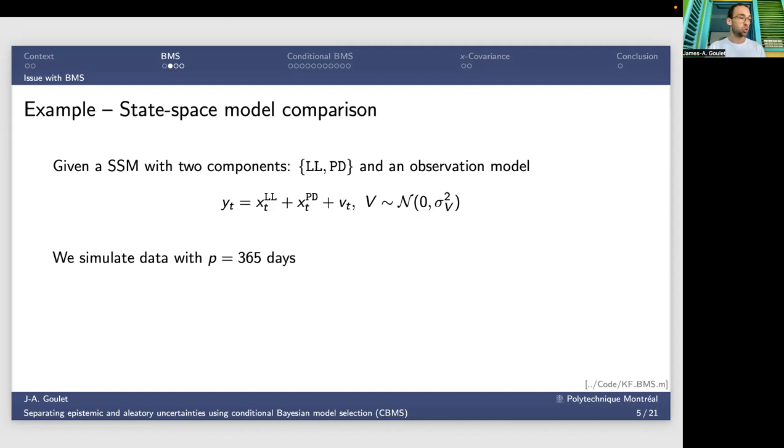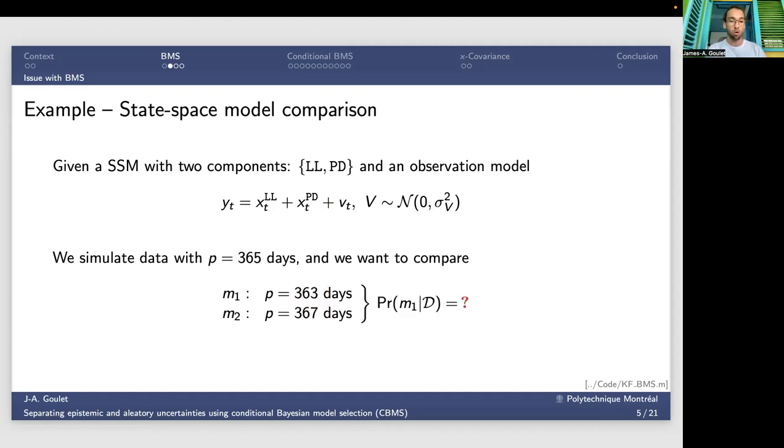So what I'm going to do to test the capacity of Bayesian model selection, I'm going to generate data with that periodic component, having a sine period of 365 days. Okay, but in reality, when we want to compare models, no model is an exact representation of the reality. So what I want is to compare that data that was generated with that 365 days with models that were not generated with 365 days as a period. So model 1 is 363, model 2 is 367. Okay, so in your opinion, what should be the probability of model 1? And what should be the probability of model 2?